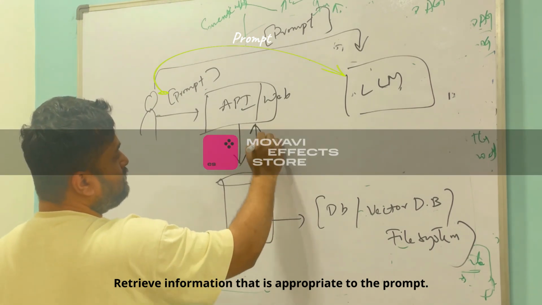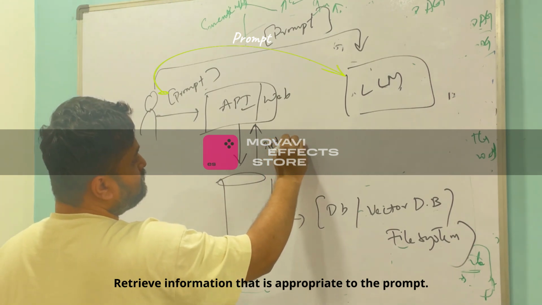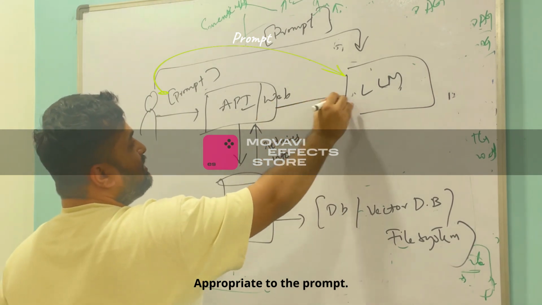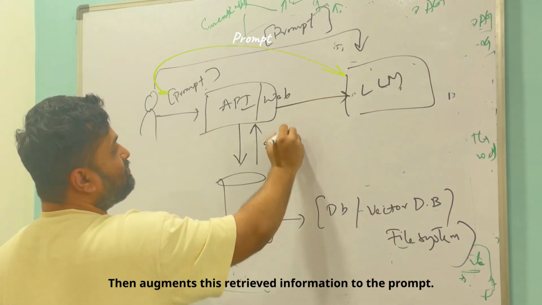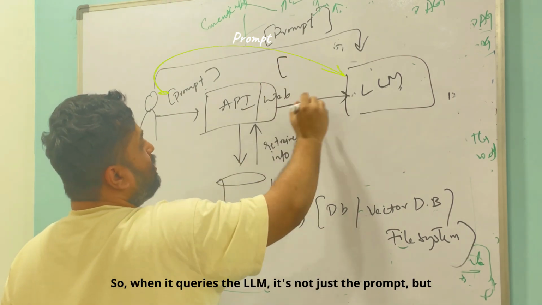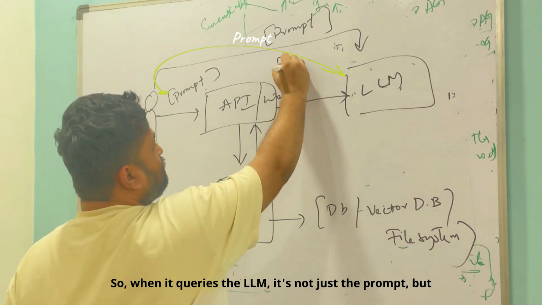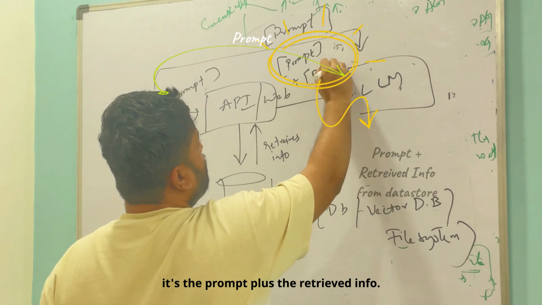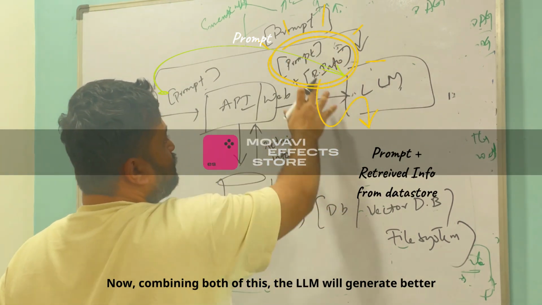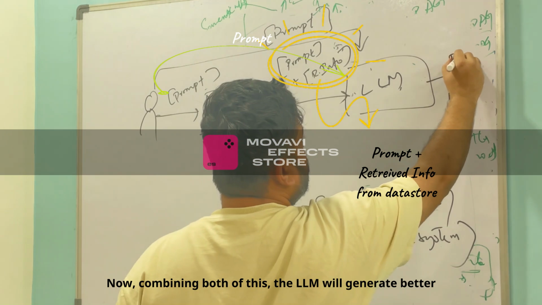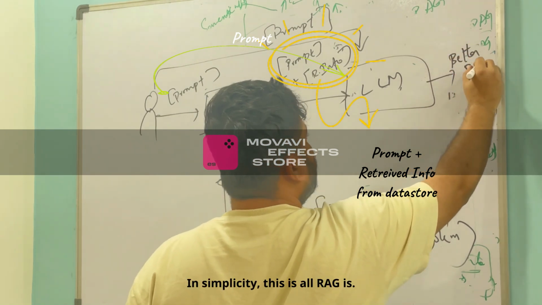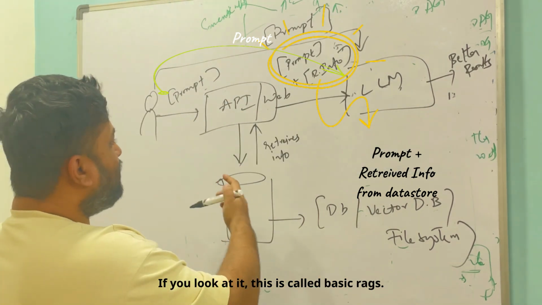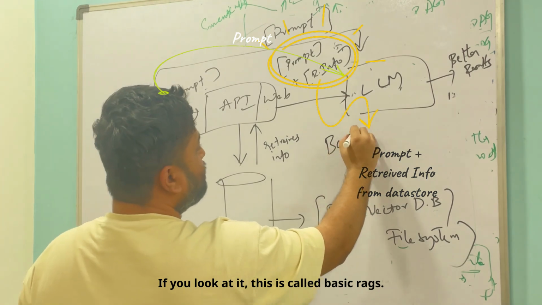It retrieves information appropriate to the prompt, and then augments this retrieved information to the prompt. So when it queries the LLM, it's not just the prompt, but the prompt plus the retrieved info. Now, combining both of these, the LLM will generate better results. In simplicity, this is all RAG is. If you look at it, this is called basic RAG.